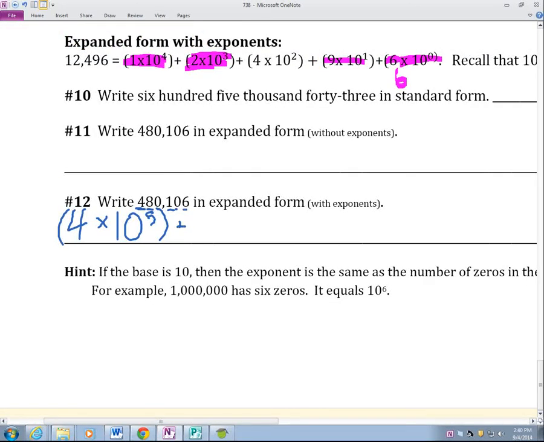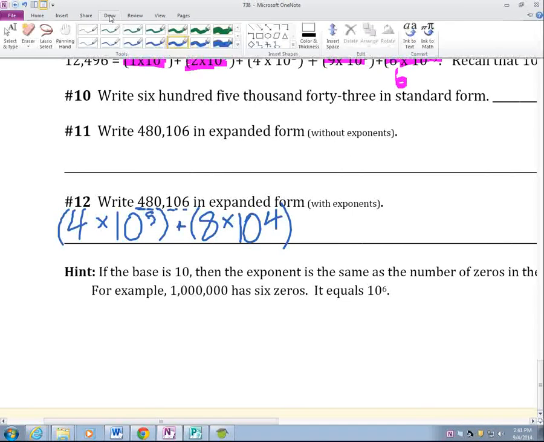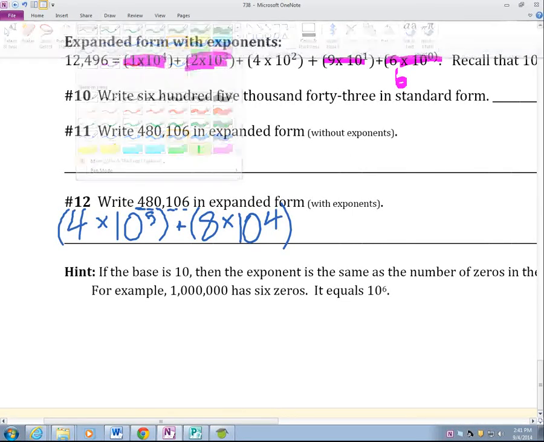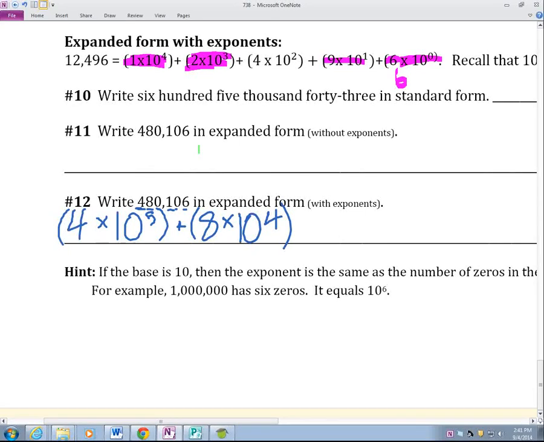Plus, what's our next integer? 8. And what place does it hold? It's in the 10,000s place. How many zeros after it in the 10,000s place? 4. Times 10 to the 4th. Every single step you take, the exponent is going to reduce by 1.